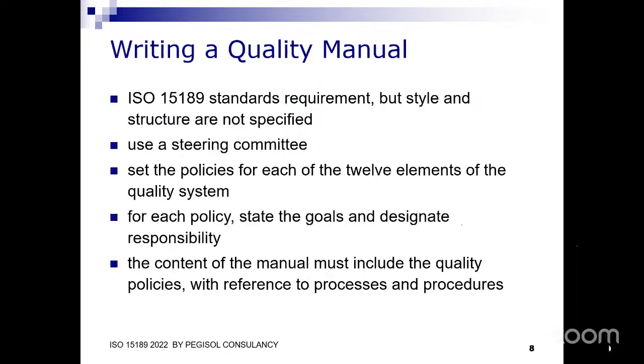Now, writing a quality manual, there is an ISO 15189 standard requirement, but the style and structure are not specified. So when you want to write a QA manual, there are things that your QA manual must contain. However, the style and format may vary from organization to organization, but there are things that must be contained there. Now, we are going to look at those things.